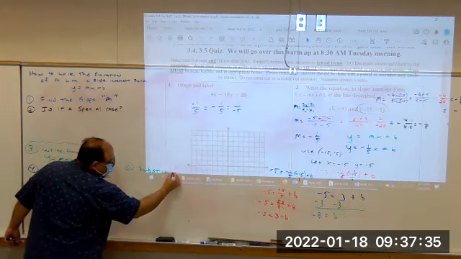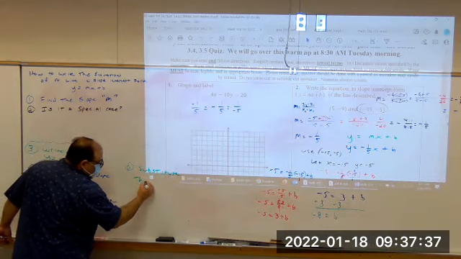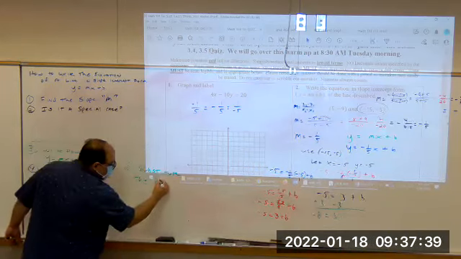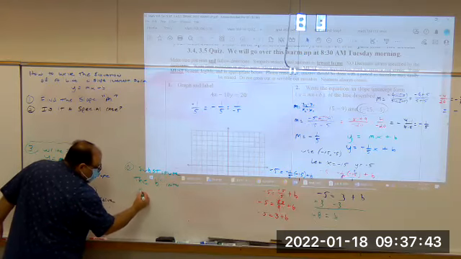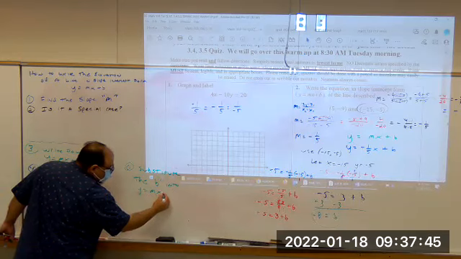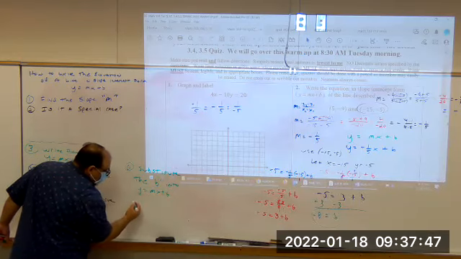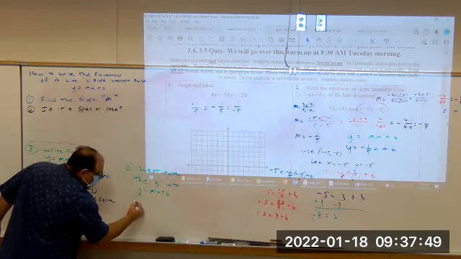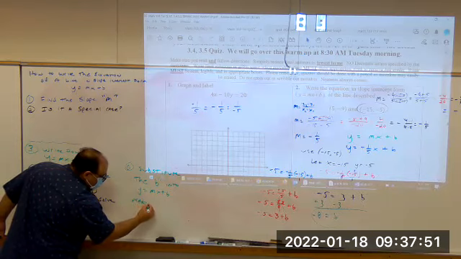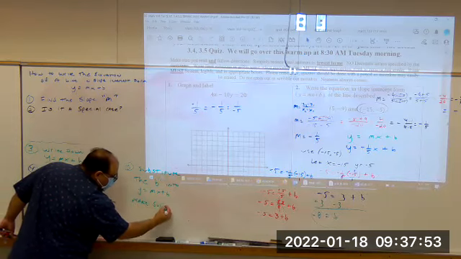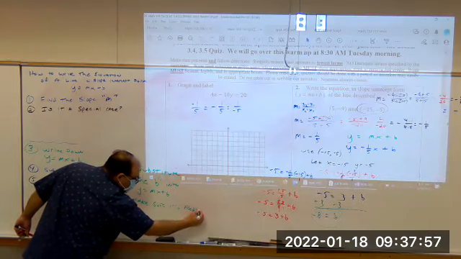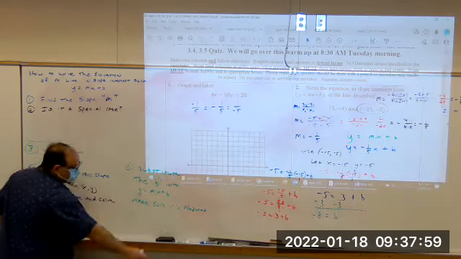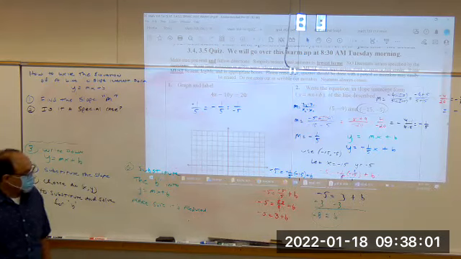substitute the b into y equals mx plus b. Make sure it's reduced. Make sure all your fractions, everything is nicely reduced.